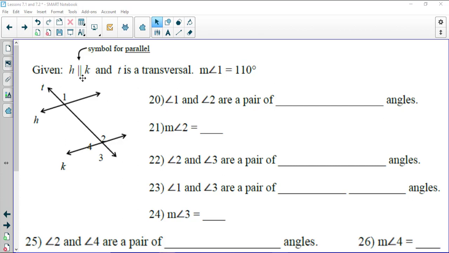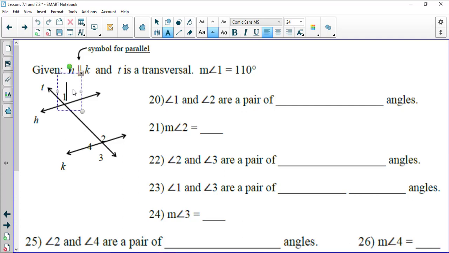So we're given that H is parallel to K. So line H and line K are parallel to each other, and T is a transversal that intersects those parallel lines. And we're given the measure of angle 1 is 110 degrees. Now I apologize about the angles getting a little messed up down here, but we know that angle 1 is 110 degrees. So I'm actually going to type that in here. So we've got 110 degrees for the measure of angle 1. It's always good to jot that in the picture if possible so we can use that information moving forward.